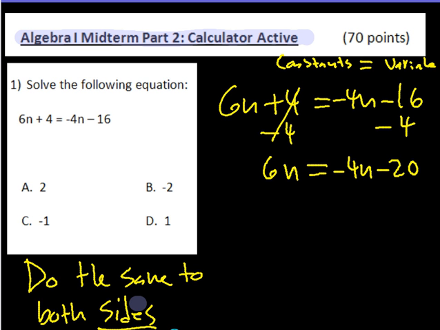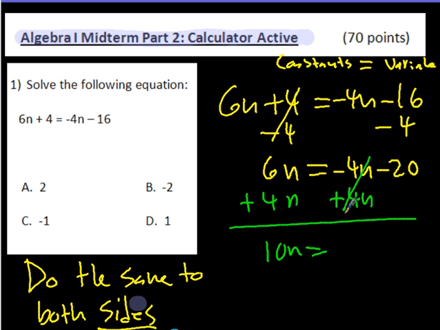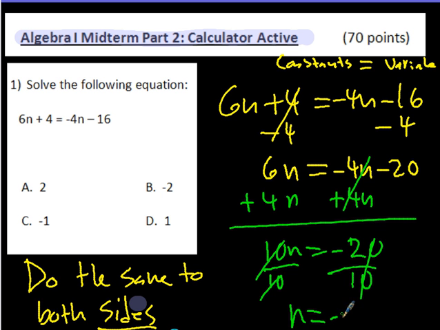I got my constants on the right, so I got to get my variables on the left. So I'm going to do the opposite of subtracting 4n. I'm going to add 4n. That's going to be 10n equals negative 20. So divide by 10. 10 over 10 is 1, so I redid it. N equals negative 2 over 1, or negative 2. B.